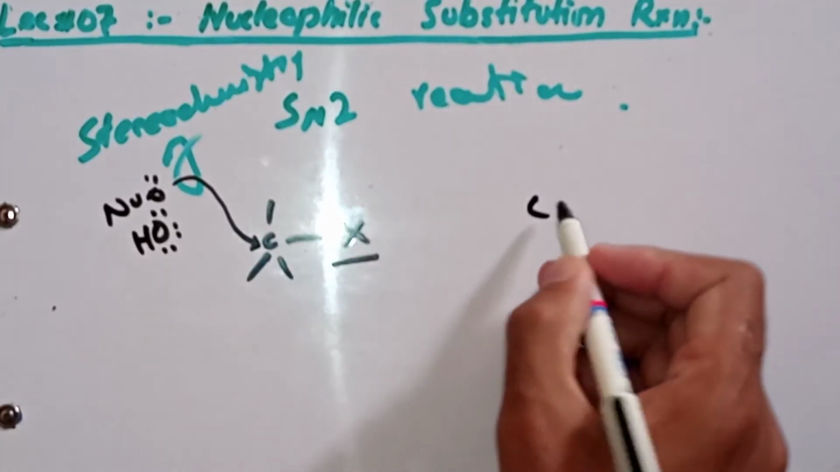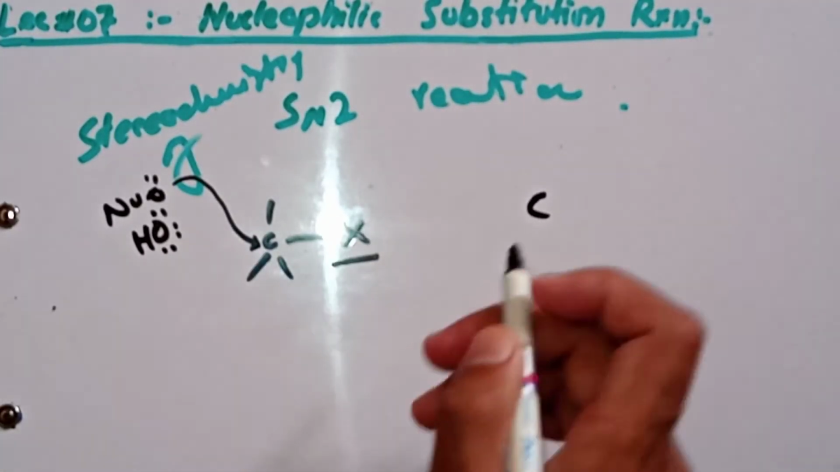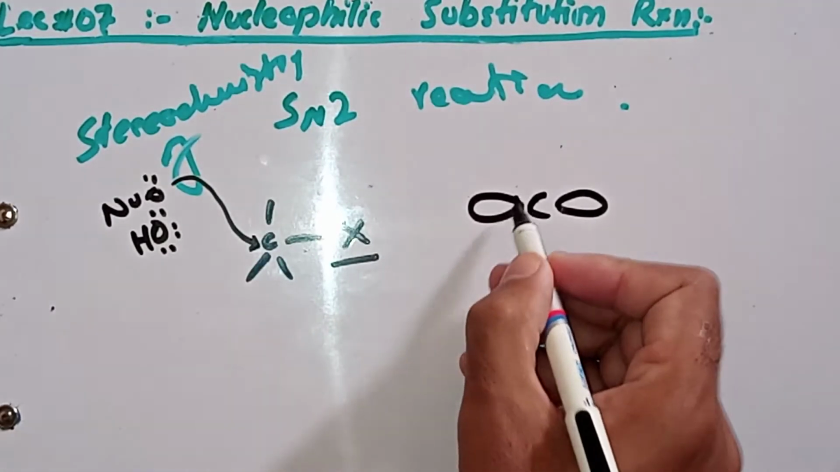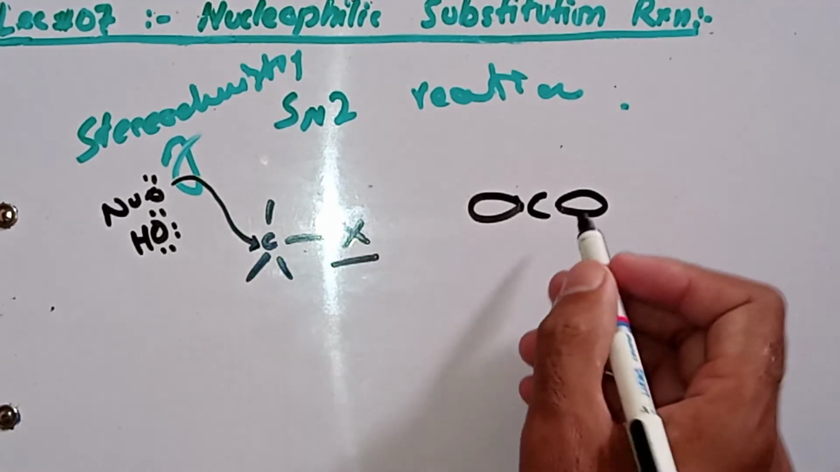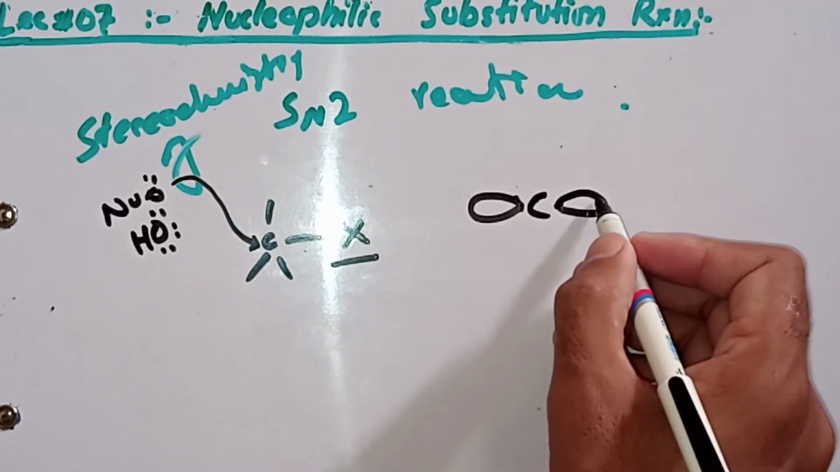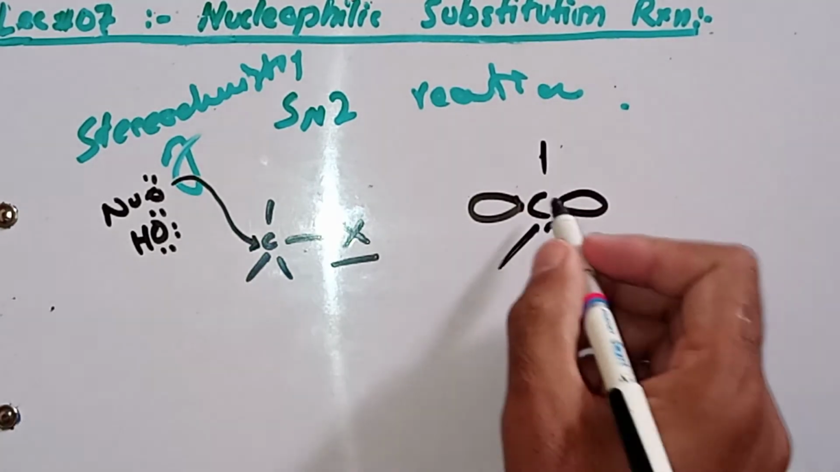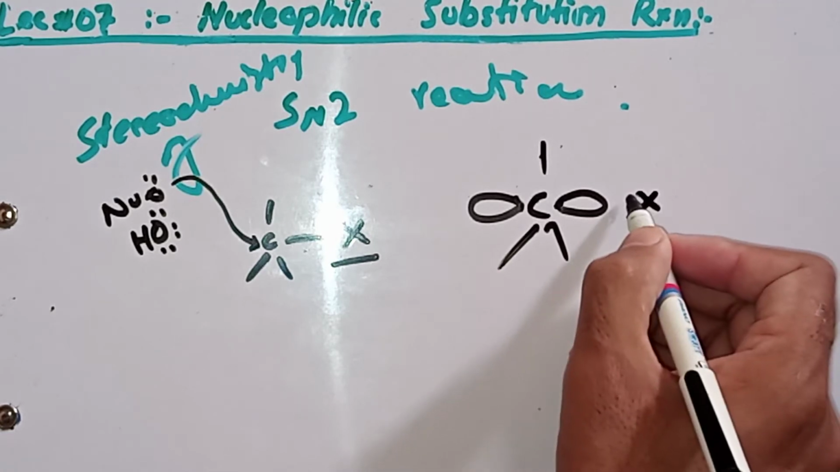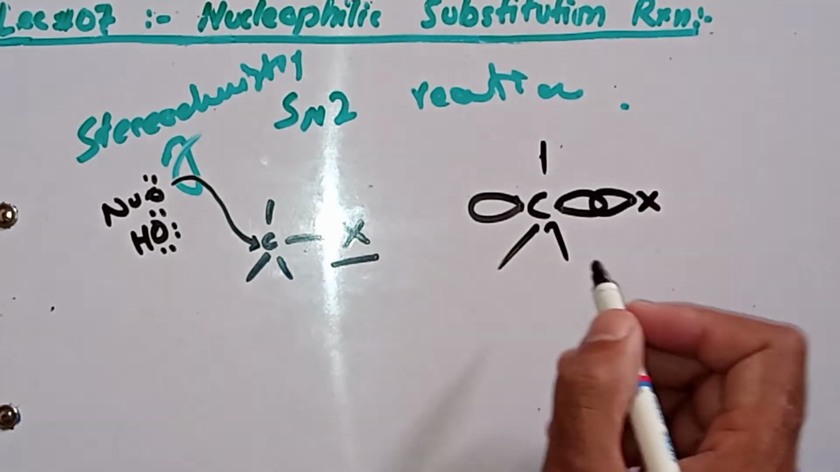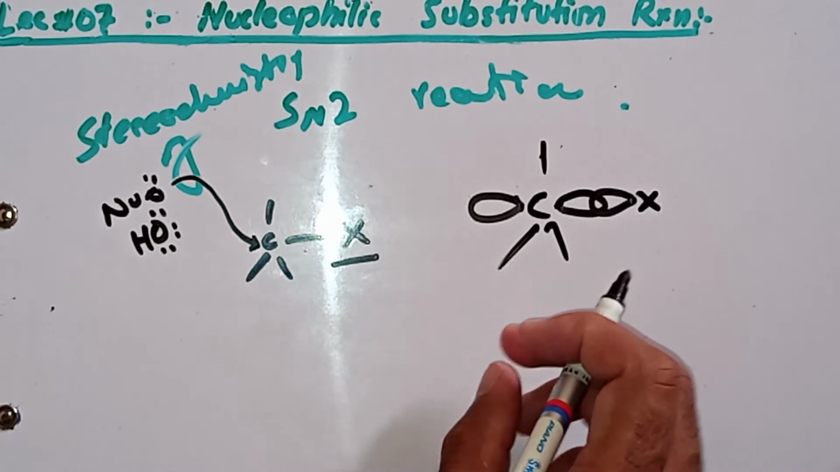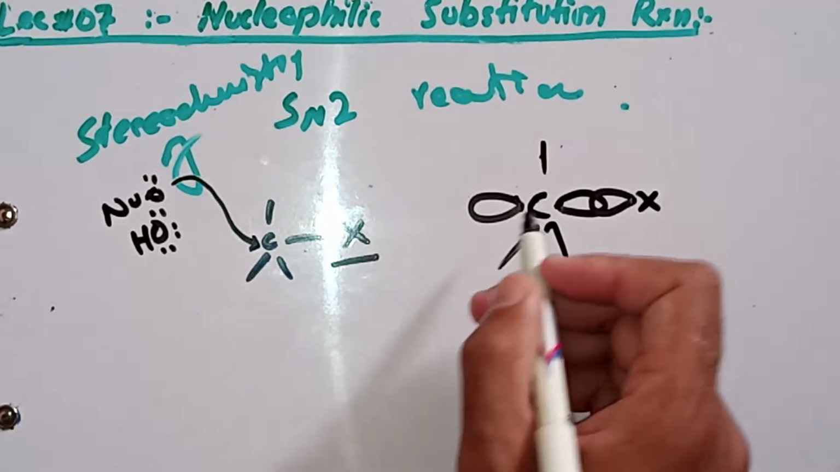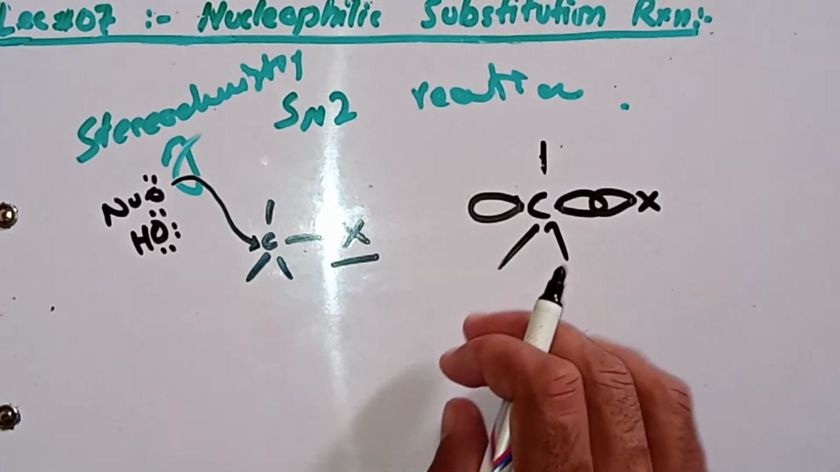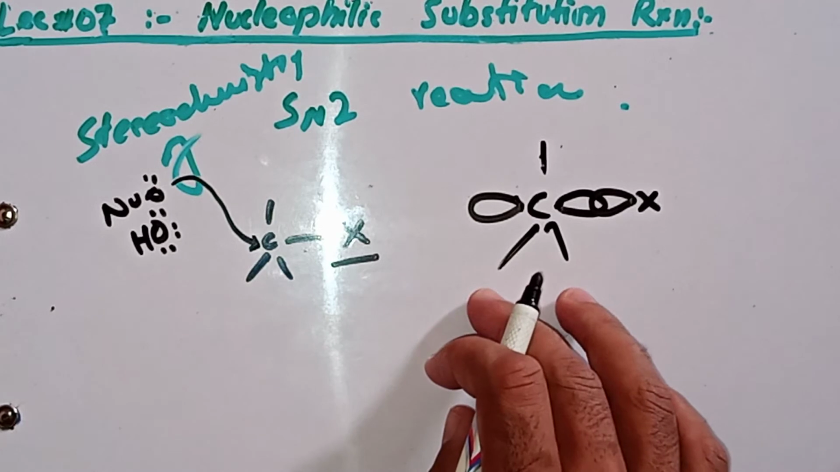There are two lobes of the orbital, on one of which the leaving group is bonded. This is the orbital in which the leaving group is bonded. A carbon atom can have only 4 filled orbitals, 1 2 3 4, only 4. Carbon has only 4 filled orbitals, so its valency is 4.